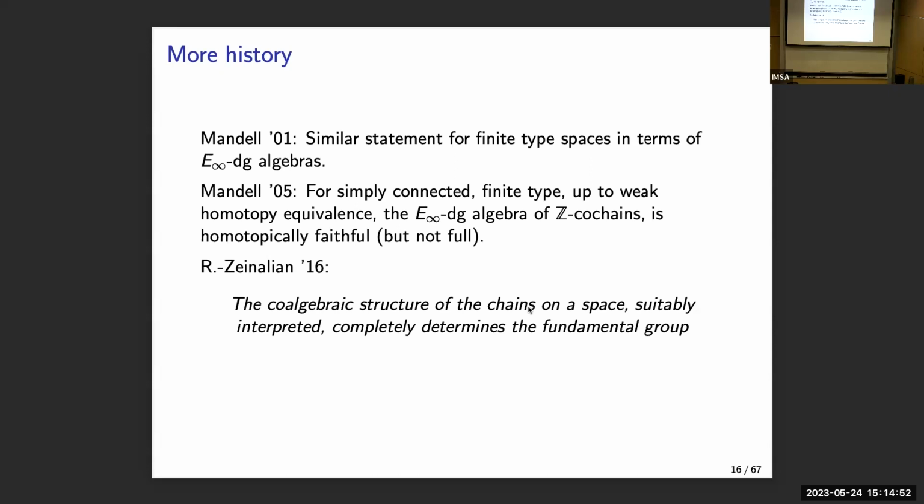Anyway, I want to convince you of this statement and explain how we can use it, how we can incorporate it into an algebraic package modeling spaces.